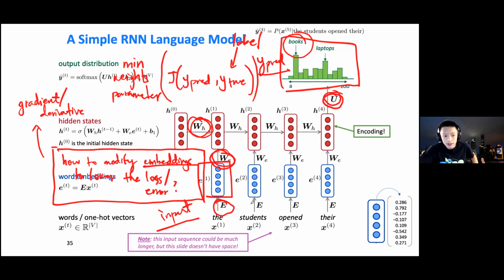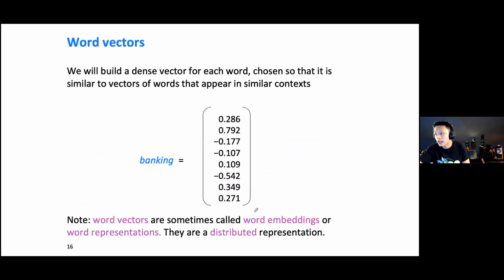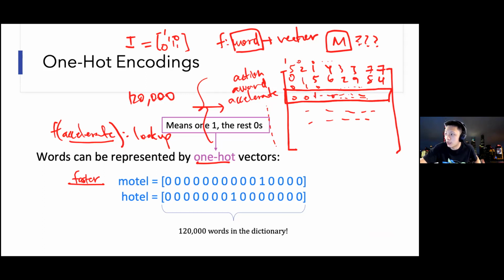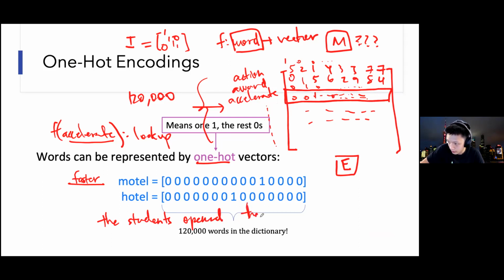So the E is actually what I was talking about to the person who asked how we train these things. The E actually corresponds to this big matrix. I called it M, but in the other slide it's called E. It's this big matrix E, where E is whatever you look up from the word. So in that example, it said the students opened their, I think, or something.